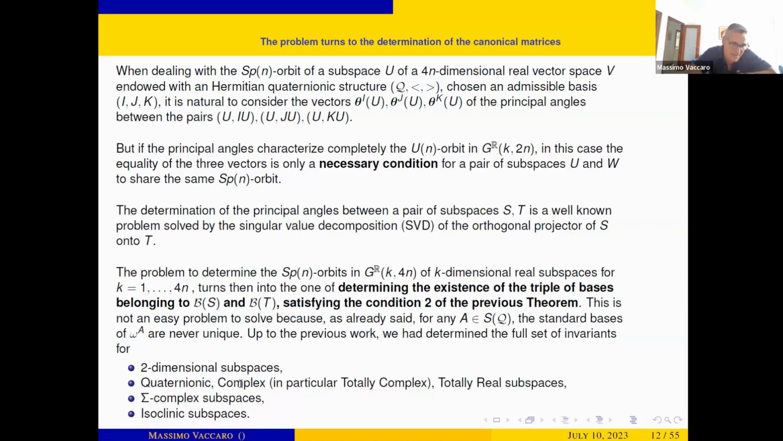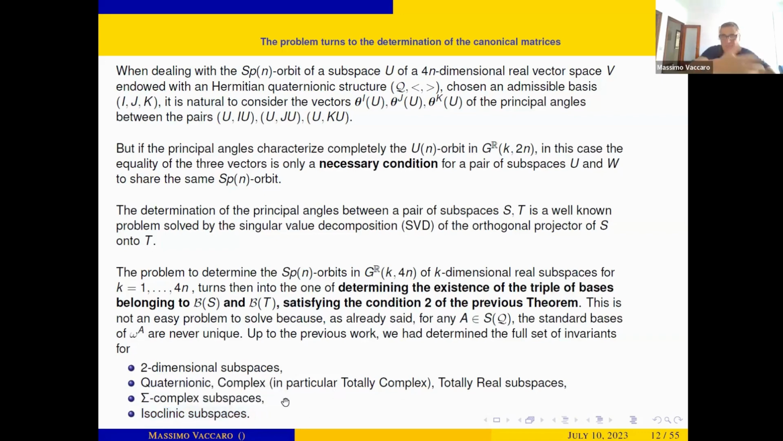Then I take any subspace U in a 4n-dimensional vector space, and I want to know which are the invariants characterizing completely its orbit. And this was quite complicated. Where do we start? What I managed to do in this last part: the last case I studied, and I spoke about last time we saw each other, was about isoclinic subspaces.